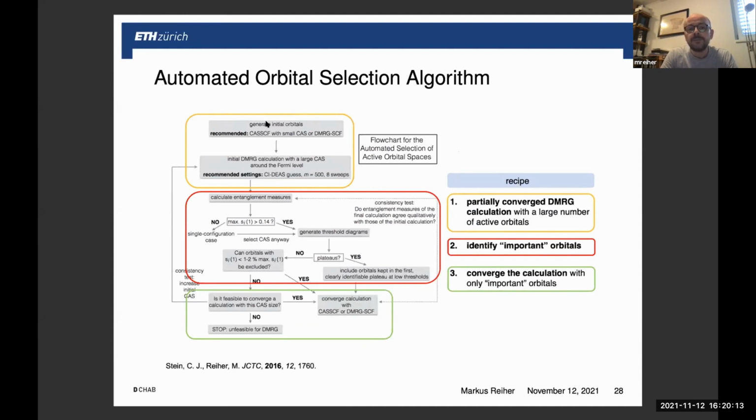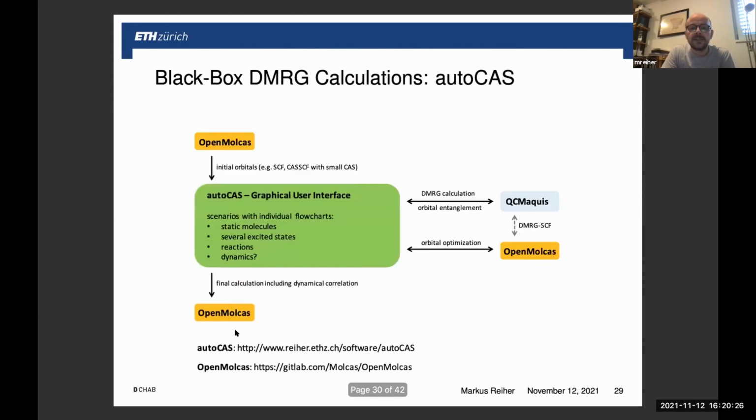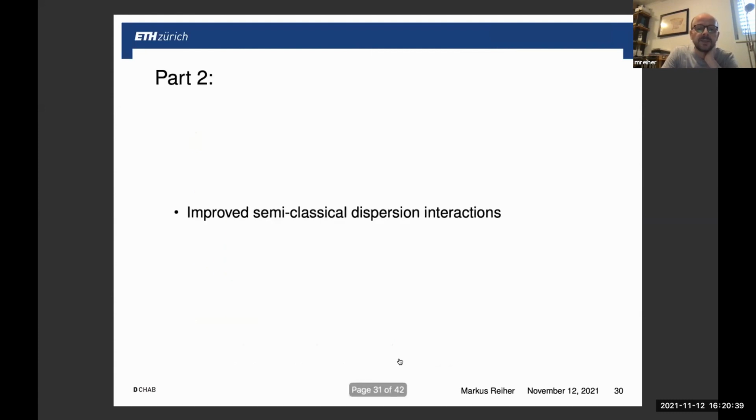Here you run a partially converged DMRG calculation, then you get the orbital entanglement measures from this, because qualitatively the wave function will be okay. And then you do the selection and do a decent calculation. That can be done automatically. We provide a program for that. It's available from our webpage, and we will release a command line interface in a few weeks.